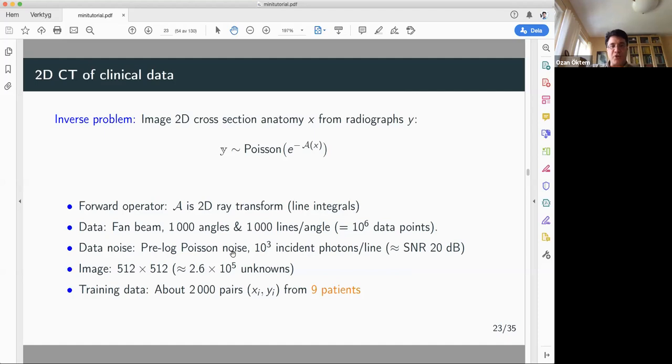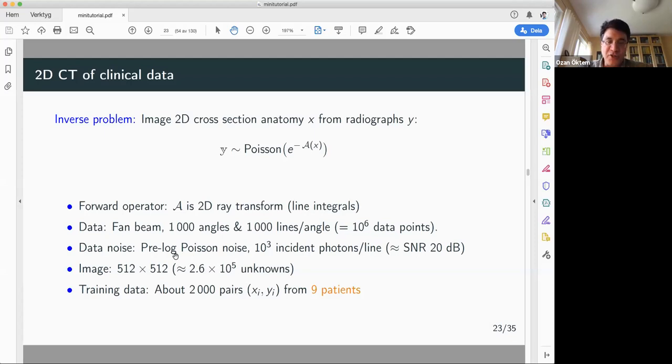Here we have Poisson data now. This is now fully sampled, regular clinical sampling. You have about 10,000 angles, and one detector row, fan beam data, 1,000 lines per angle. So you have 1 million data points. You still have 250,000 unknowns. You are oversampling here. Now we only have training data from 9 patients. Still gives us 2,000 pairs of 2D slice images and corresponding fan beam data, but it's only from 9 patients.